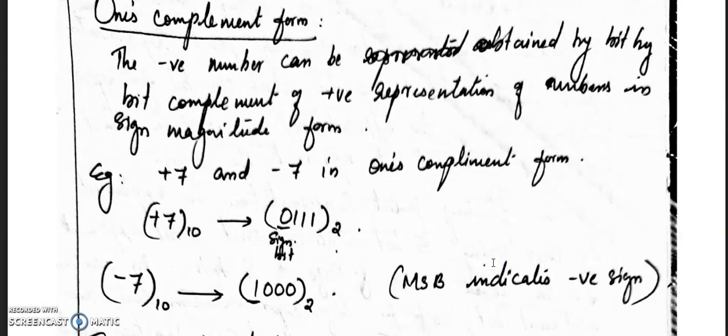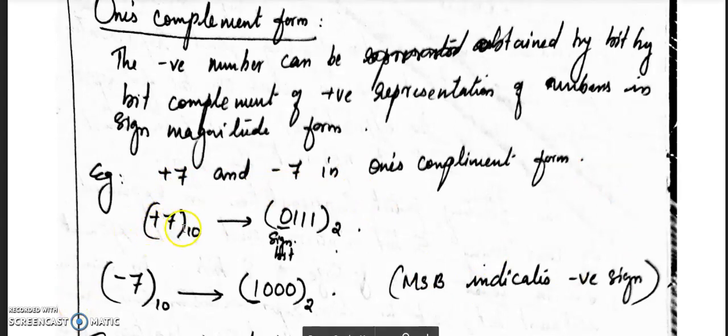Okay, next one is the one's complement form. In one's complement form, the negative number will be represented by the one's complement of that binary number. Okay, so here let's see an example. Plus 7 and minus 7 we are representing in one's complement form.